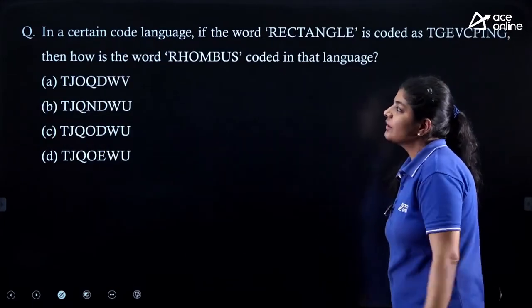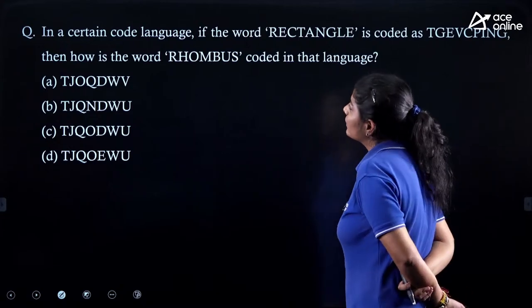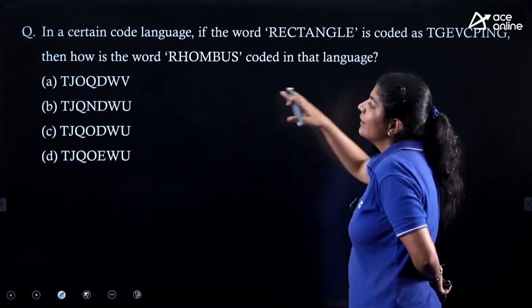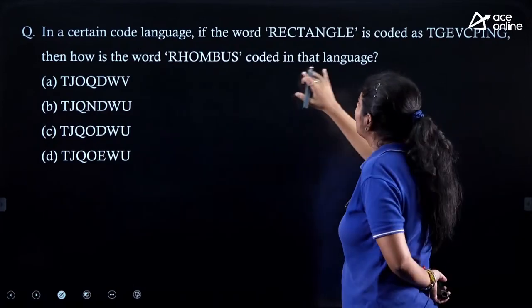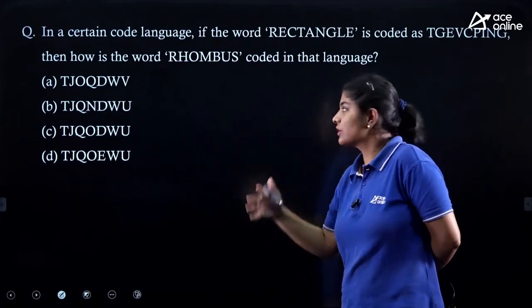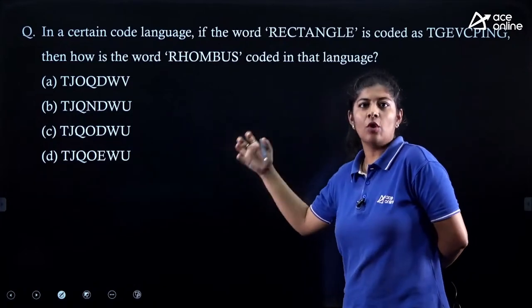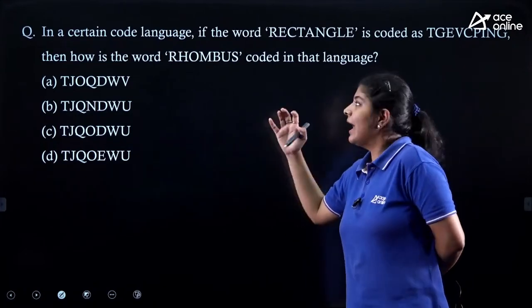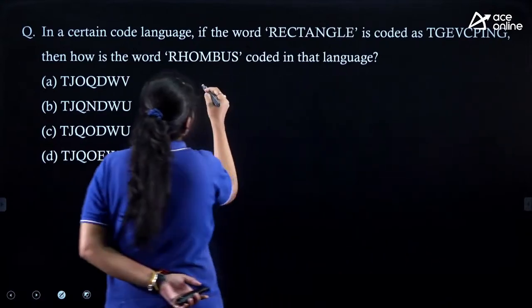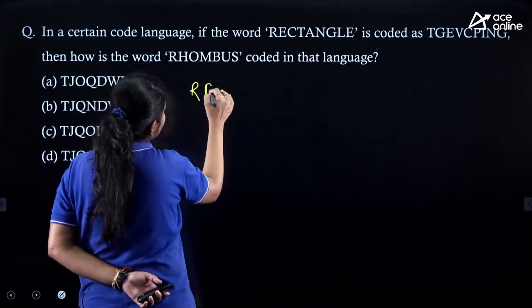So the next question says that in a certain code language, if the word rectangle is coded as this one, then how is the word rhombus coded in that language? Now again, what we need to do, we need to apply the same logic. First we need to identify the pattern or the logic which is given over here, and we have to apply the same thing with the given word, right? So here the word is rectangle.